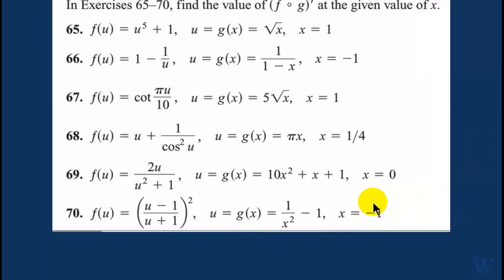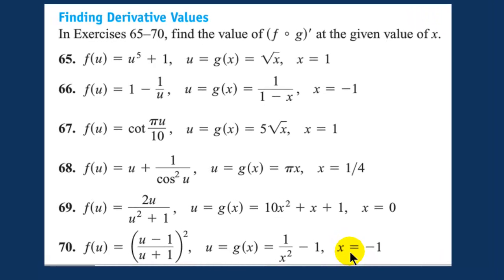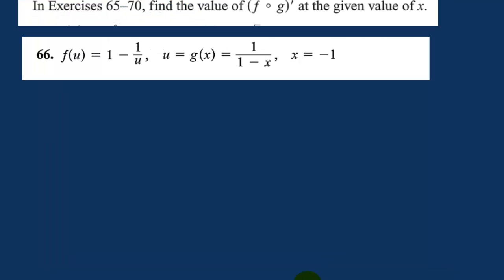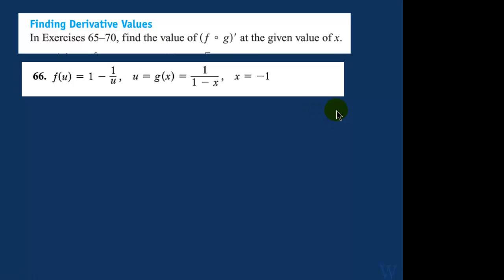Finding derivative values. For exercises number 65 to 70, we find the value of the derivative of a composition. It's like we're looking at the slope of the line tangent to the composition function at a given value of x. Let's try number 66. Finding derivative values. So let's look at f of g and take its derivative and evaluate it at x equal to negative 1.